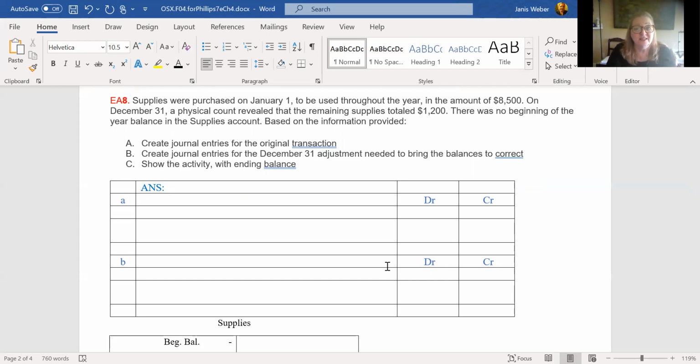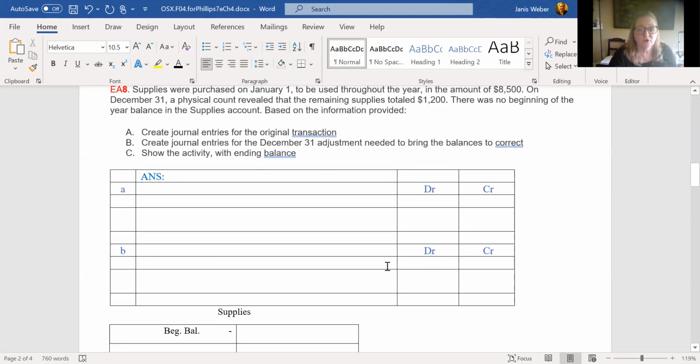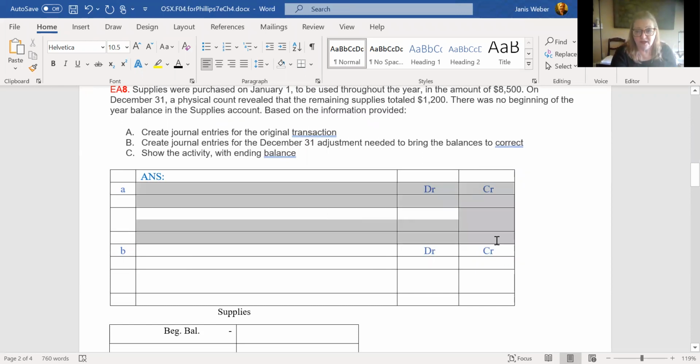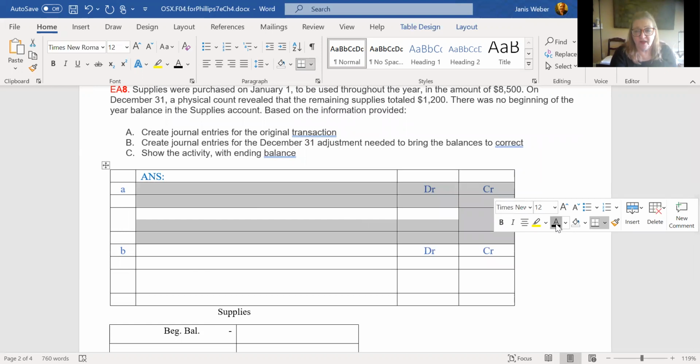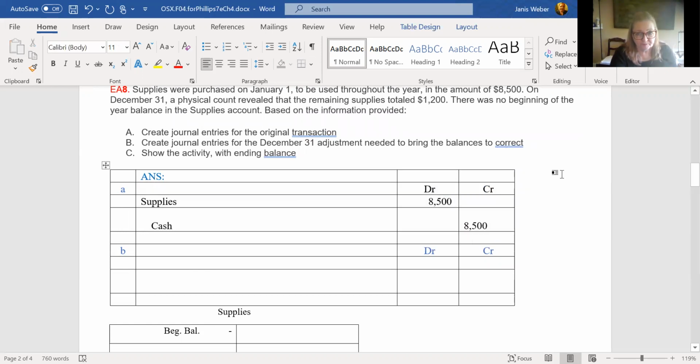So everything in excess of $1,200 of the $8,500 got used up, so it should be reported as an expense. There was no beginning balance in supplies. So they want you to create the journal entry for the first transaction, the original transaction, which is the purchase of the $8,500. That will be a debit to supplies and a credit to cash.